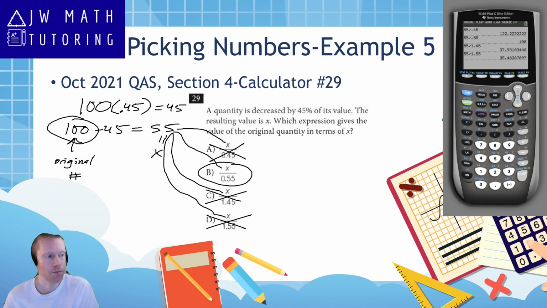Again, all I did on this problem is pick an original starting number, the original quantity. I decreased that number by 45%. That gave me the resulting value, or what the new value was, and then I took that new value, plugged it into my answer choices, and saw which answer choice equaled the original starting value that I chose.